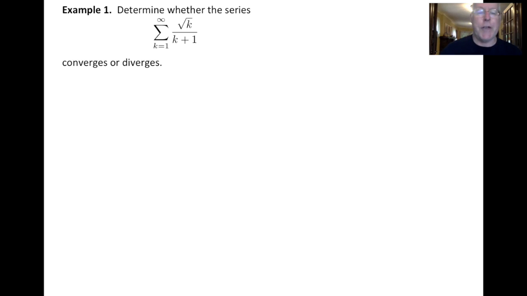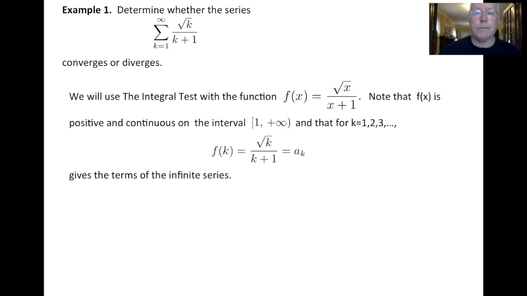So let's take a look at an example. Let's study the infinite series summation k equals 1 to infinity, square root of k over k plus 1, and determine whether it converges or diverges. So in this case, we're going to use the integral test with the function f of x given by root x over x plus 1.